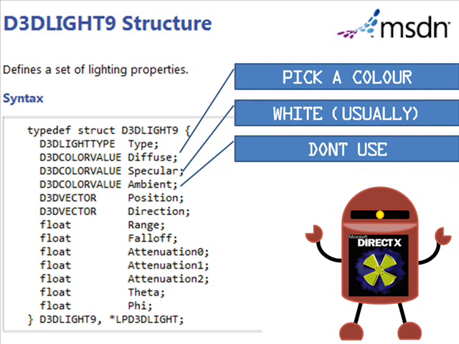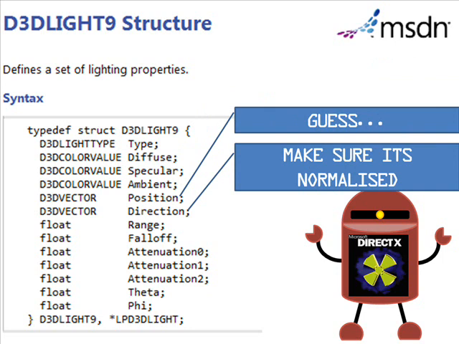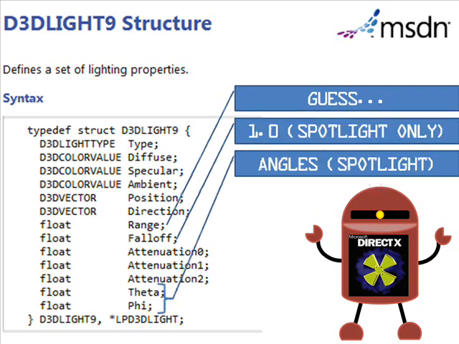You want a pink light? Go for it. You want a blue light? You know. And so on. Specular, usually they're white. The ambient attribute, just ignore it. Position, I'll let you figure that one out. Direction, that's for your directional and your spotlight. Again, straightforward. Just make sure it's normalized, otherwise the mathematics goes a little bit strange and you get some really weird light effects. Range, again, enough said.